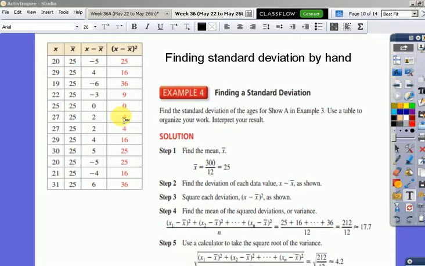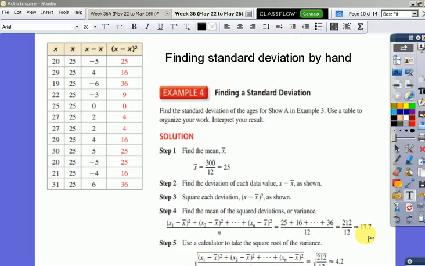And that's what they talk about here. They say find the mean, find the deviation. This is called the deviation of each value. Square each deviation. And then you want to find the mean of the squared deviations or variance. So you're going to take all these, add them all together, divide by the total, right? And then that's how they got this. They found the mean again. It's the mean of the mean, essentially.